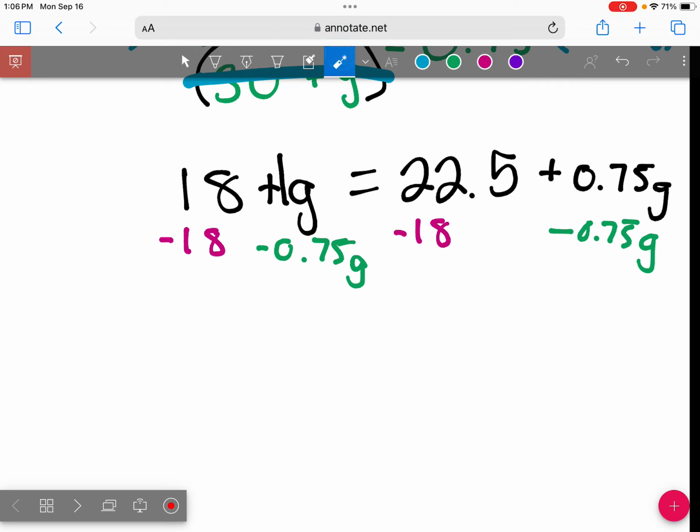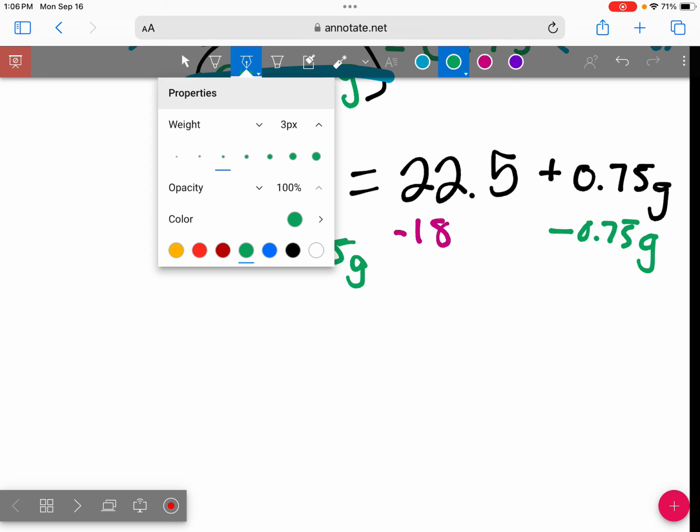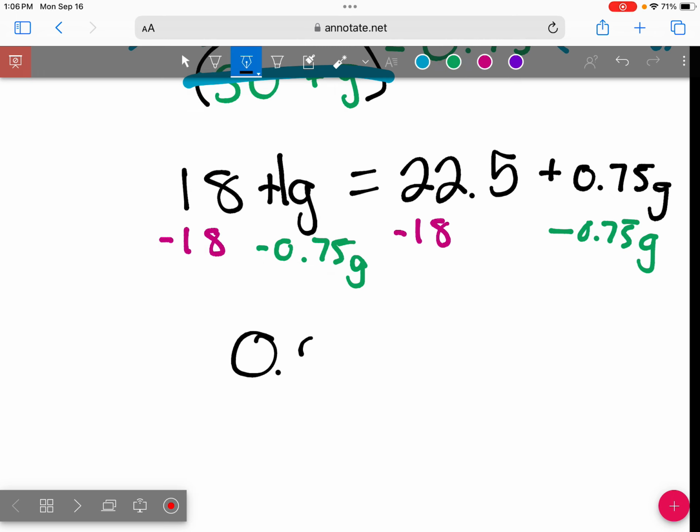0.25. I have 1 apple or 1 gallon, and I get rid of 0.75 gallons, 3/4 of a gallon. Or 1 gallon and 3/4 of a gallon. So we have 0.25 G equals what? 8 plus 14.5. 4.5.